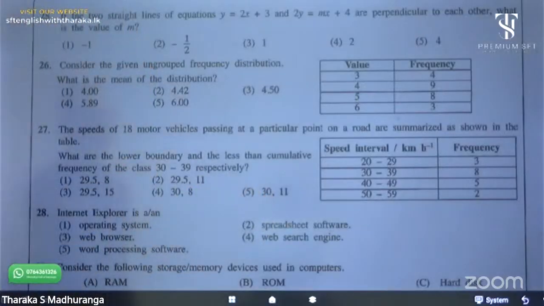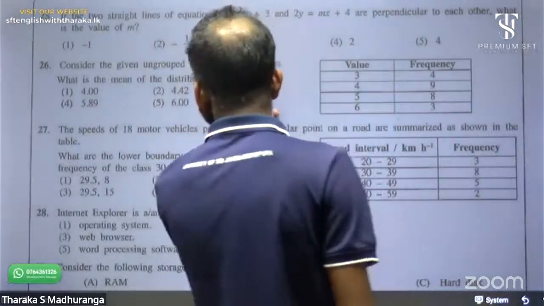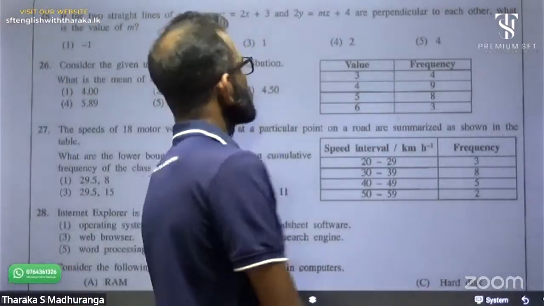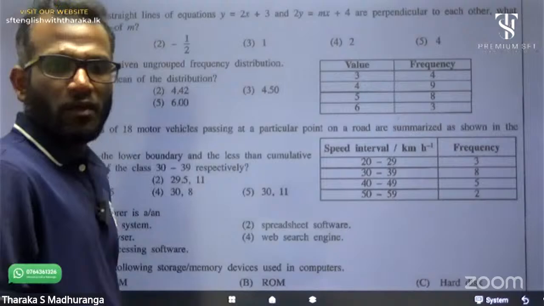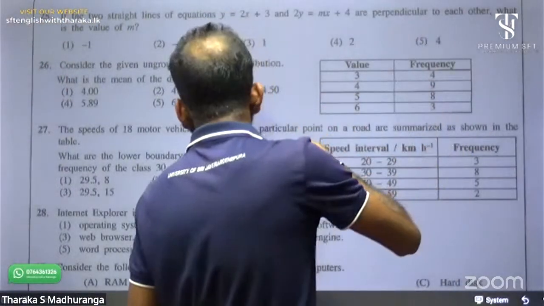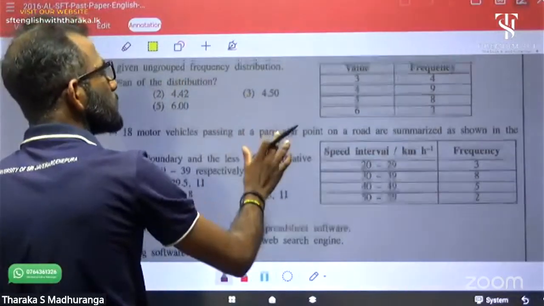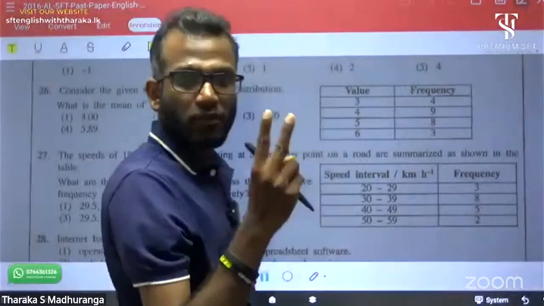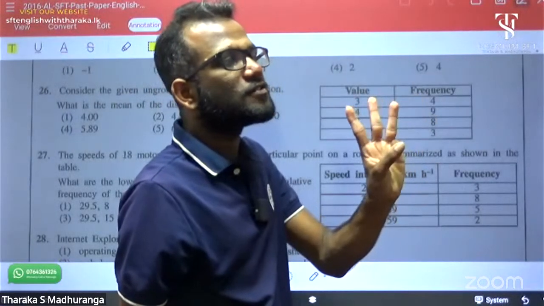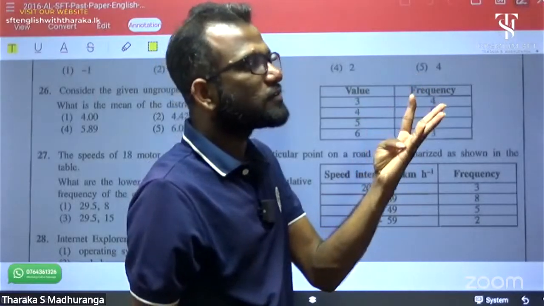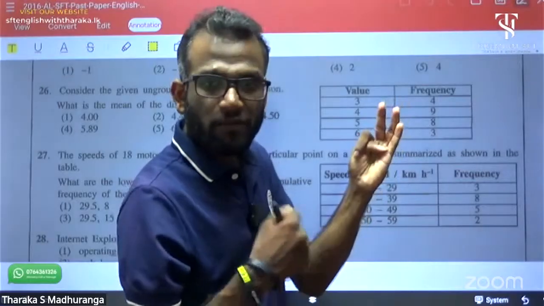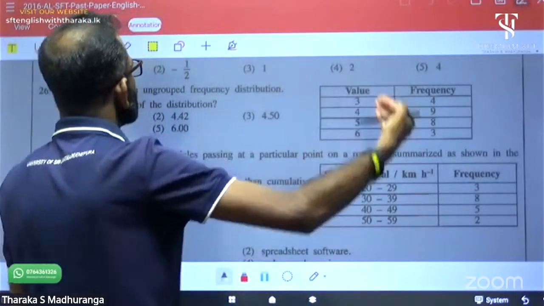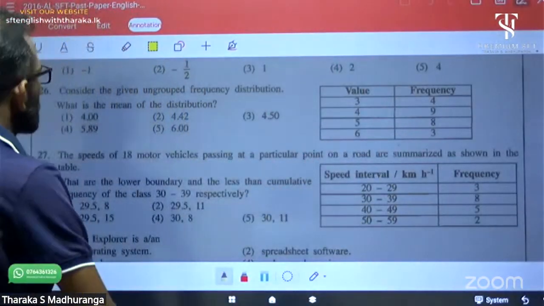Okay, first MCQ question. Consider the given ungrouped frequency distribution. What is the mean of this distribution? This is a value. This is an ungrouped frequency distribution. Do you remember this? I told you 3 main types of analysis methods, no? What's the first one? Simple frequency distribution, ungrouped frequency distribution, and grouped frequency distribution. This is an ungrouped frequency distribution. What is the mean?